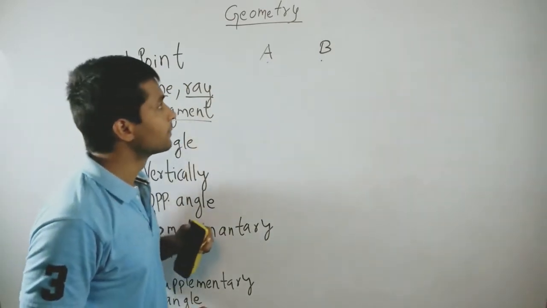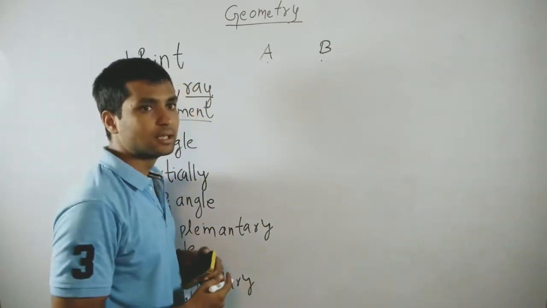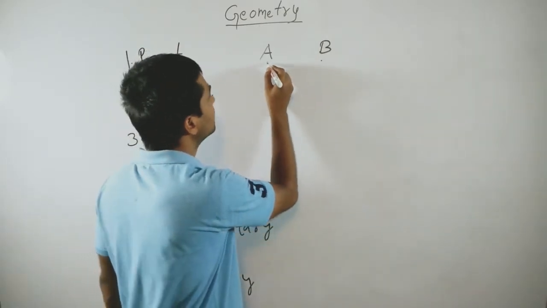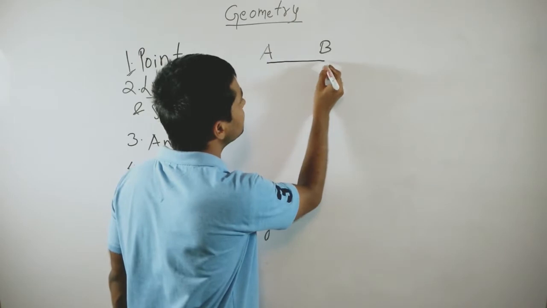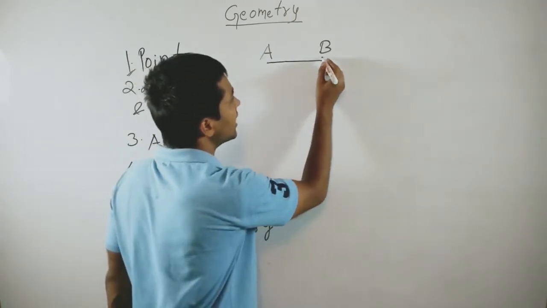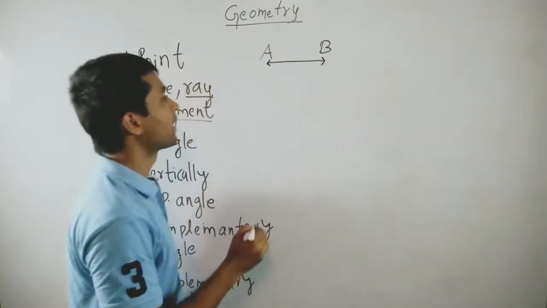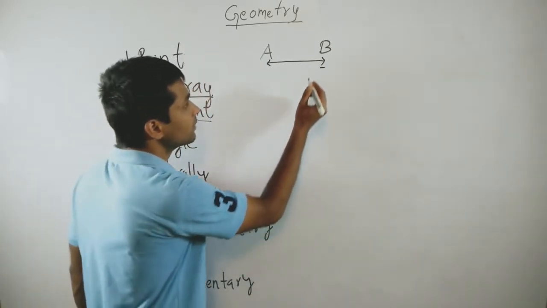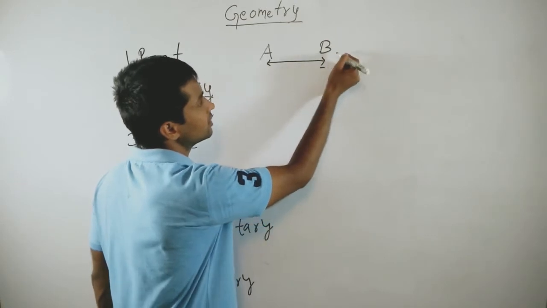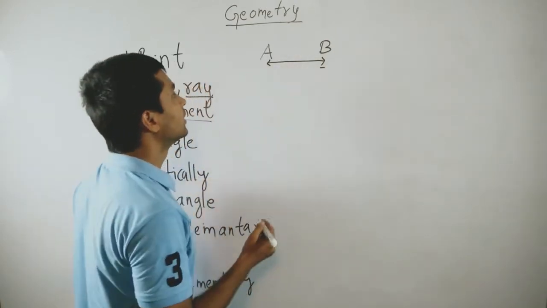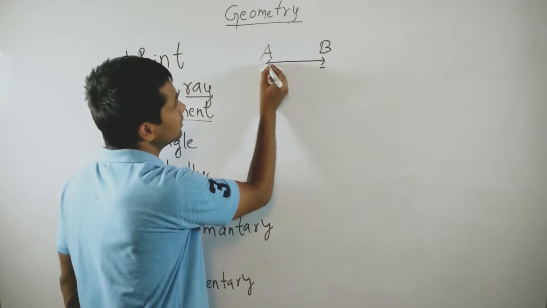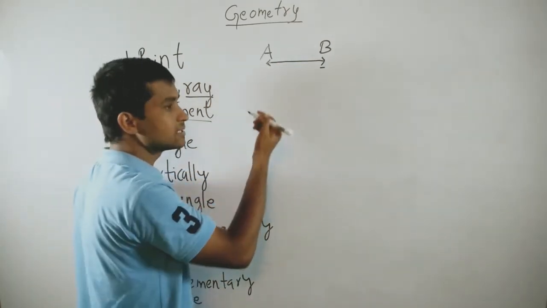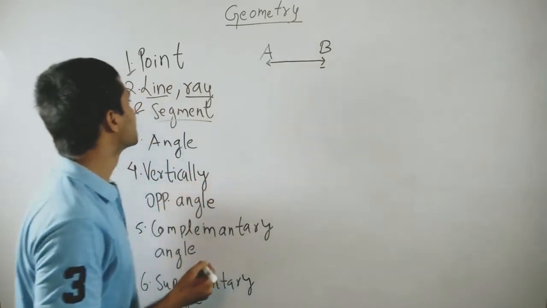Next is line. A line is a series of extended points. For example, if I connect A and B with several points, this forms a line and it has two arrowheads. The arrowhead at B represents that AB is endless in this direction, the direction of B. Again, this arrowhead at A represents the line is also endless in the direction of A.